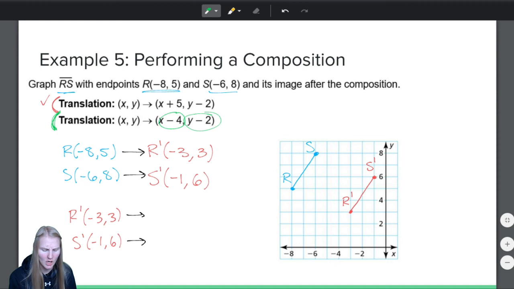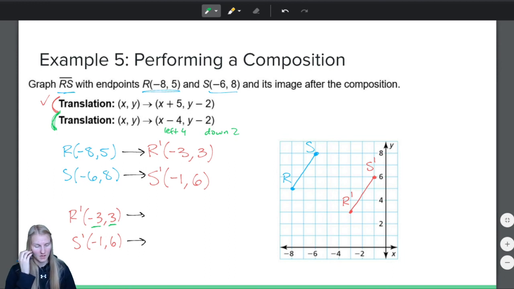So we already know that this should be left 4, down 2. We know that. And we could just count the boxes and get there. But let's practice using our other method. So negative 3 minus 4. X minus 4. Negative 3 minus 4 is negative 7.